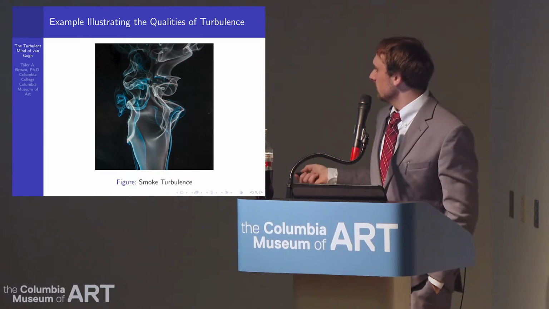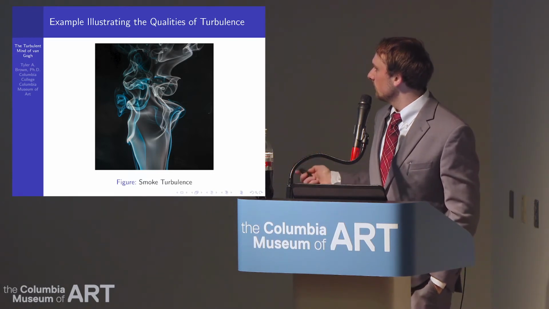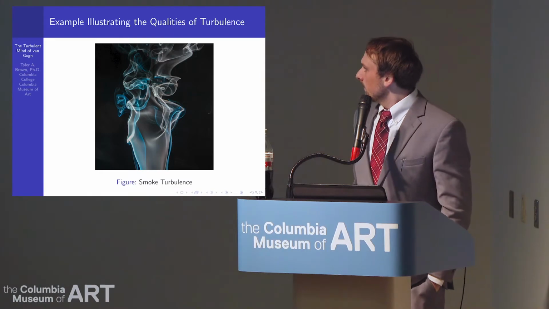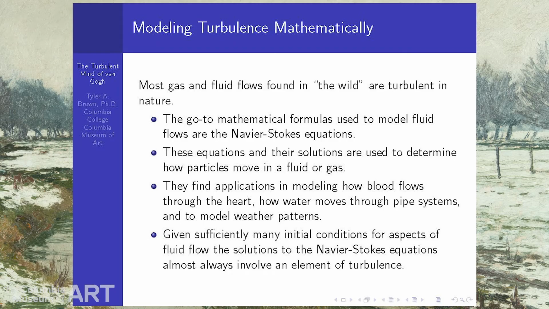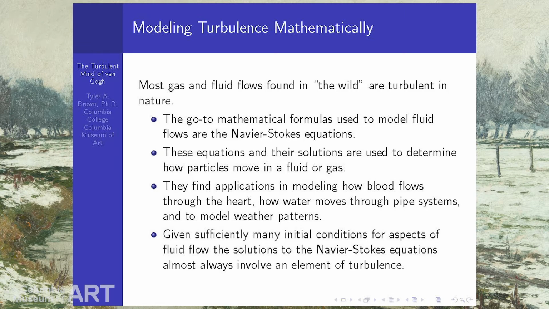So this whole thing will decompose into smaller and smaller spirals, especially the further up you move. So how do we model turbulence mathematically? Most gas and fluid flows found in the wild are turbulent in nature. Very rarely do you actually get smooth laminar flow, except in very confined spaces, like water through a pipe, for example, moving very slowly. If you push water through a pipe very quickly, it's also turbulent.